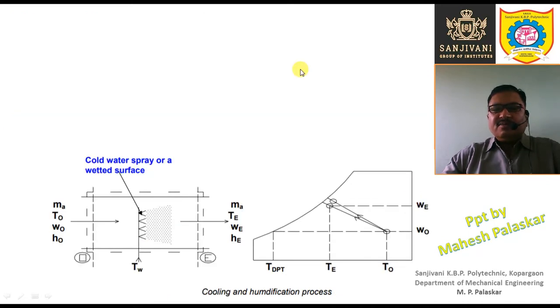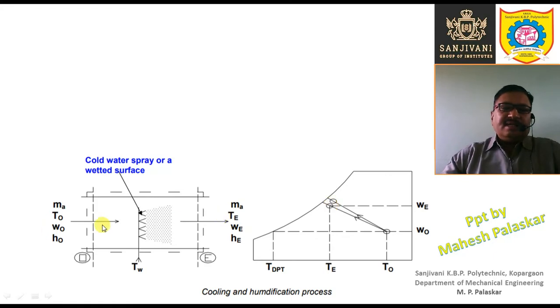Now let us study one more process, that is cooling and humidification. Cooling and humidification. So this is the psychrometric chart. Okay, so here this arrow, which is pointing in the left and upward direction, represents cooling and humidification, right? So this is the initial point, this is the final point, right?